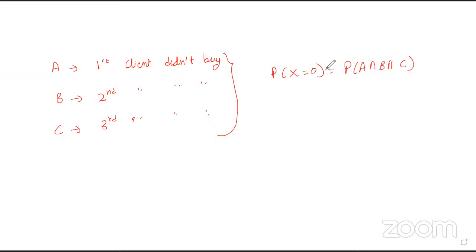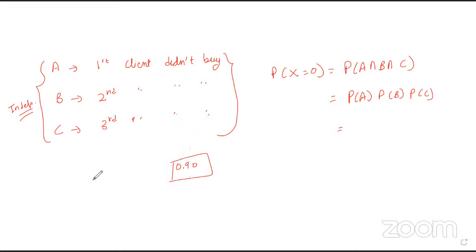Now you know that each client makes their decision independently of the others, so independence of events is given. By the property of independence, you can write it like this. The first client didn't buy the policy, its probability is 0.9. For buying it's 0.10, for not buying it would be 0.90. So 0.9 for A, similarly 0.9 for B, and 0.9 for C.